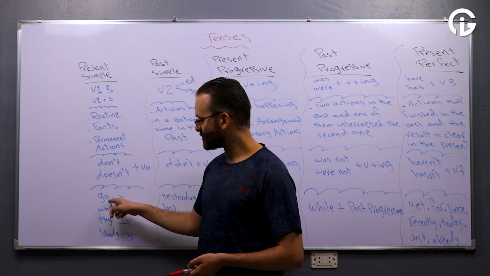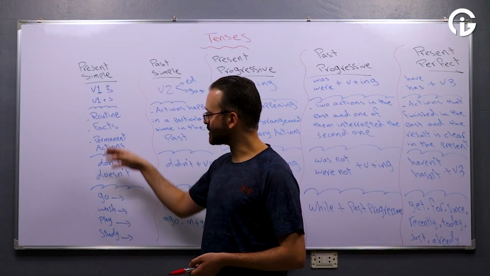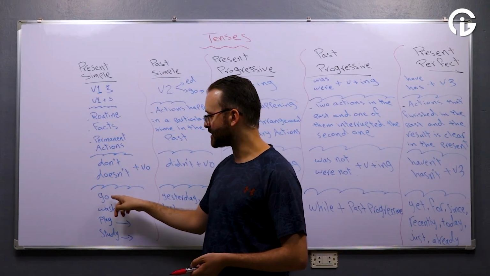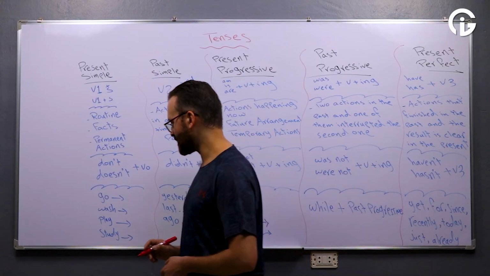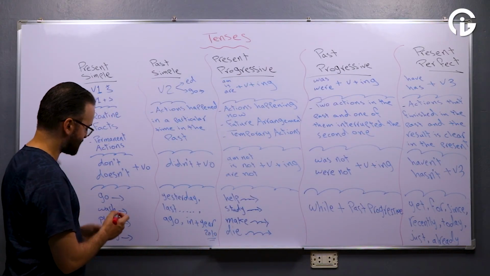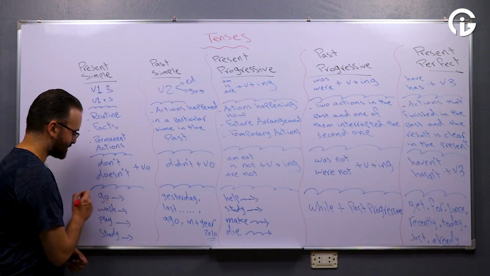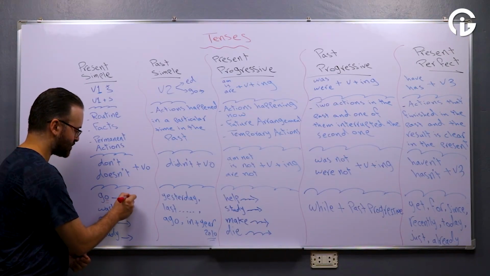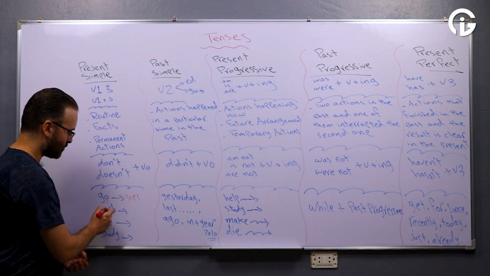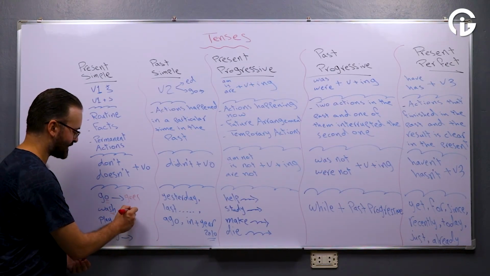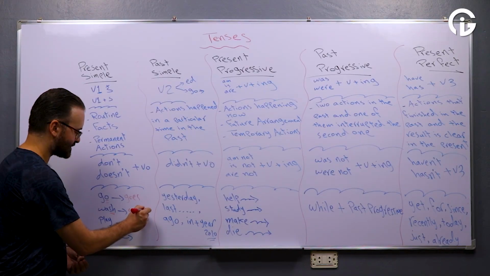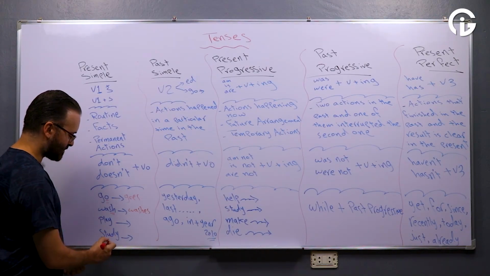The last thing that I want to mention about present simple is adding s to verbs. Sometimes when we have the word go, for example, the last letter is O, so we put es. Wash, the last two letters are sh, we add es too.